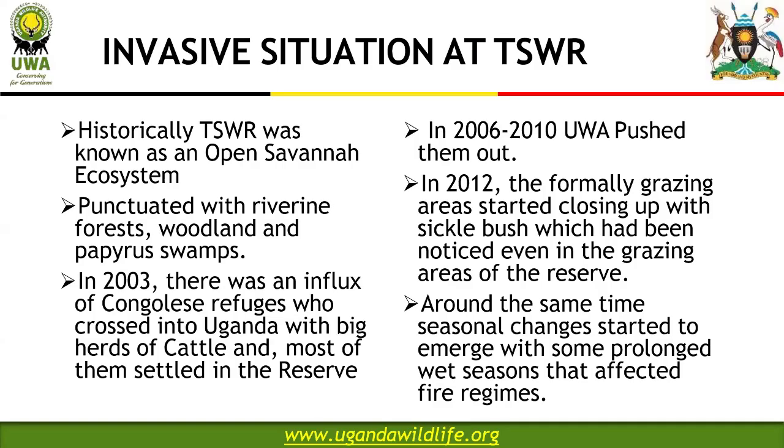Invasive situation at Toro Wildlife Reserve. As I have already mentioned, it is an open, or it used to be an open savanna ecosystem, punctuated with riverine forest, woodlands, and papyrus swamps. But in 2003, there was an influx of refugees from Congolese who crossed into Uganda with big herds of cattle, and they had nowhere to stay. By then, they settled in the park and started grazing in the park.